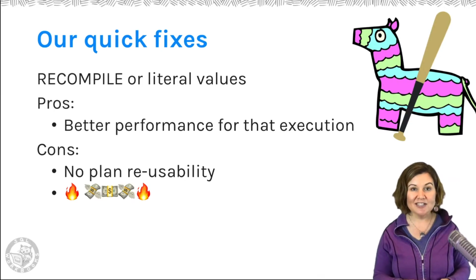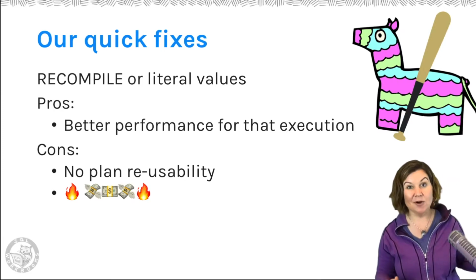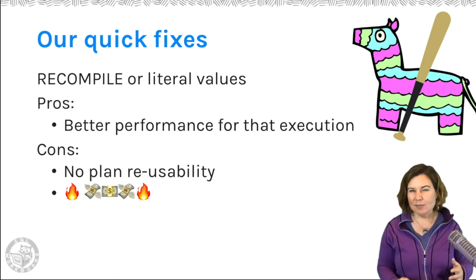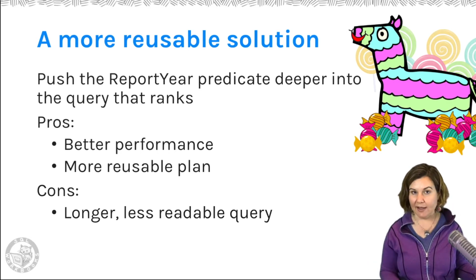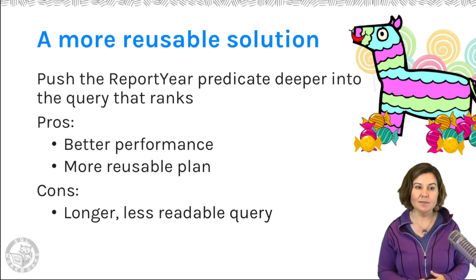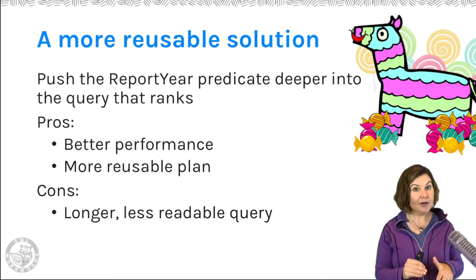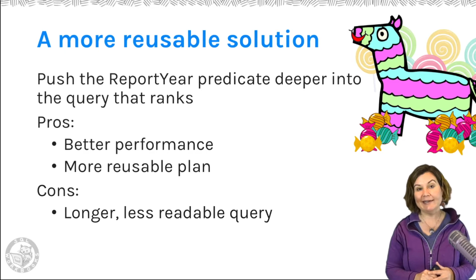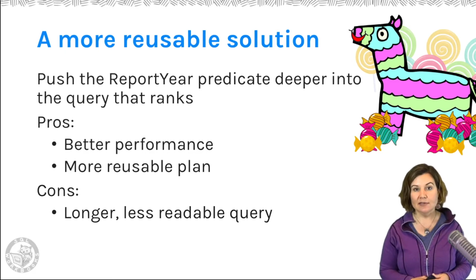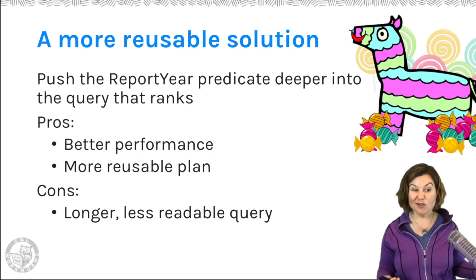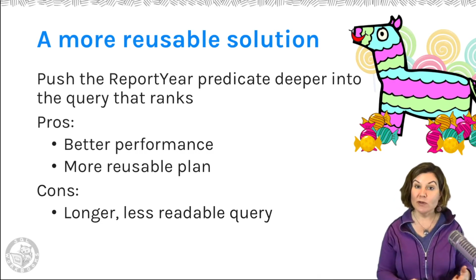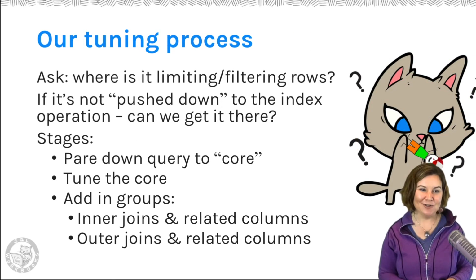There may be times where it's fine in that environment because you just don't compile a lot, but in a lot of environments, we want to have parameterized, reusable execution plans whenever we can. There may be exceptions when we can't. So we found more reusable solutions by figuring out how to rewrite our code to push that predicate into the query that ranks. This did require a longer query that is harder to read, but we got a more reusable plan while getting under that 500 logical read challenge mark.